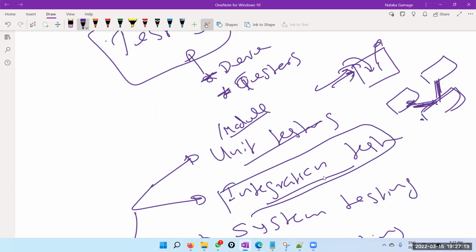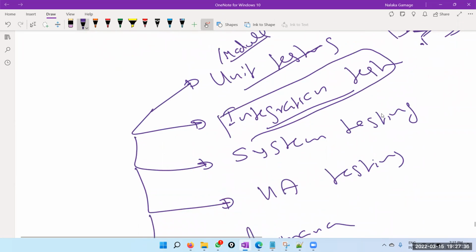Again, it is mostly done by developers, and it is again glass box or white box testing, because they know how it is supposed to be integrated. So they can specifically test those scenarios. That is integration testing.